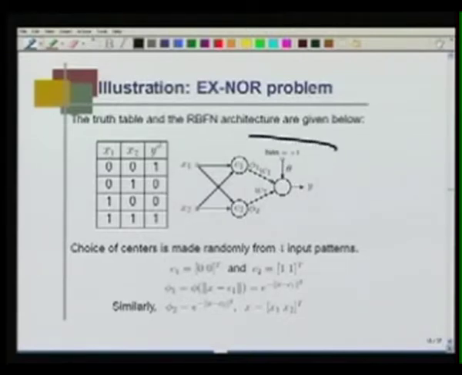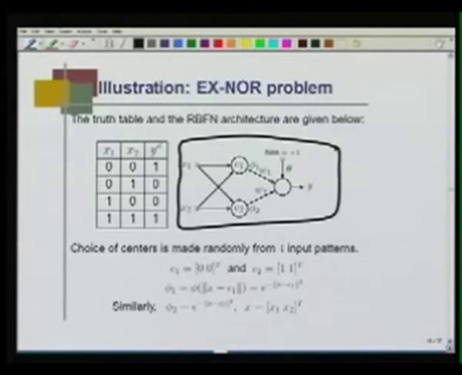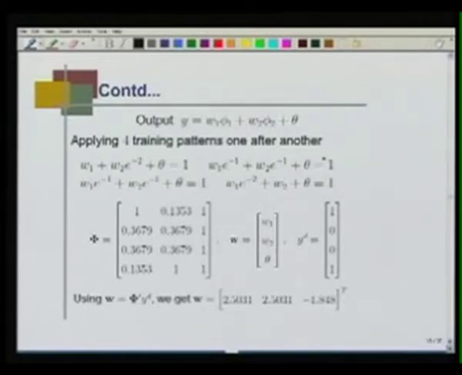So, this is the architecture we selected. This is the radial basis function network architecture selected to learn the function XNOR, and we have taken two radial centers and one bias. The bias input is plus 1, the bias weight is theta. So, y is W1 phi 1 plus W2 phi 2 plus theta, and phi 1, phi 2 are computed according to this. We have 4 training patterns.